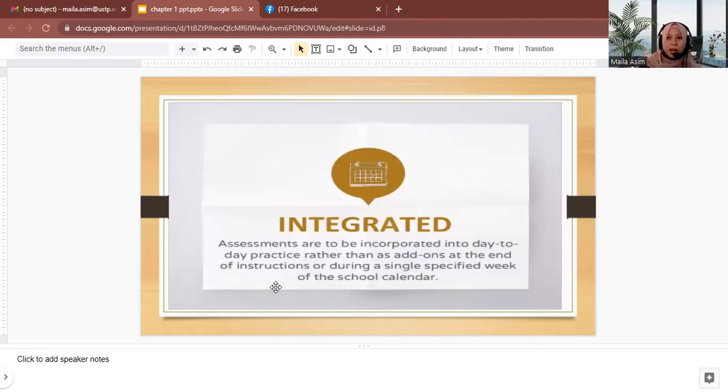Next is integrated. Okay, what is integrated? Integrated, from the word integrate. Now, assessments are to be incorporated into day-to-day practice rather than add-ons at the end of instructions or during a single specified week of the calendar. So assessments are to be incorporated day by day paman gani, di ba? Pero sa ato module by module or week by week, no? Or a week after the 2 weeks of discussion because we are still in the middle of pandemic.